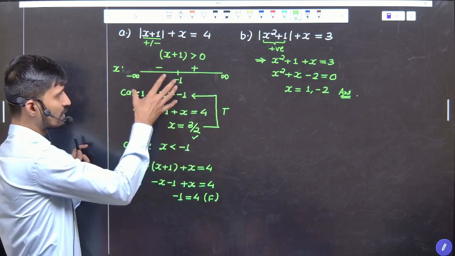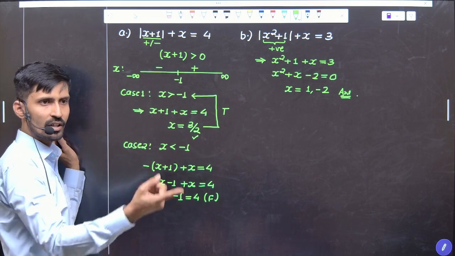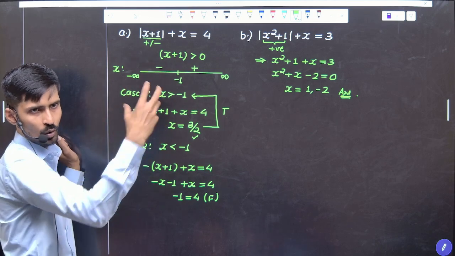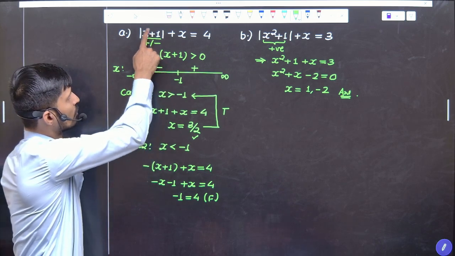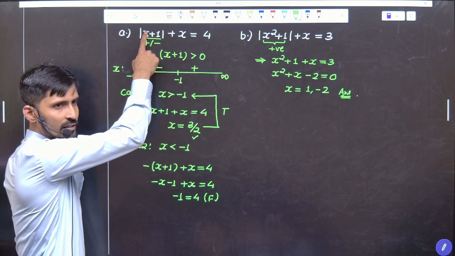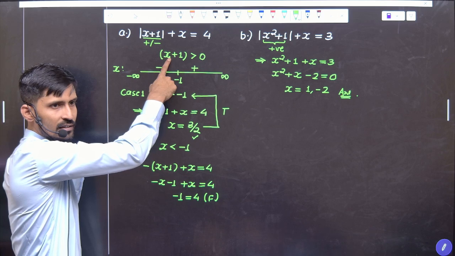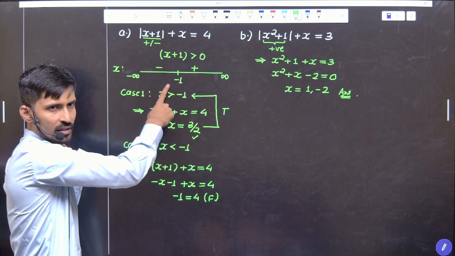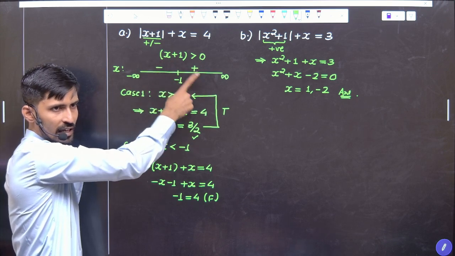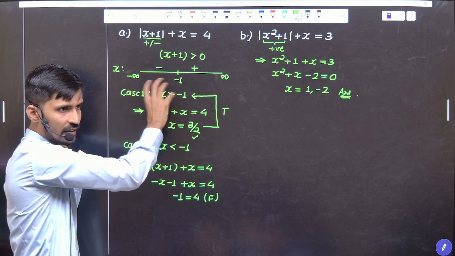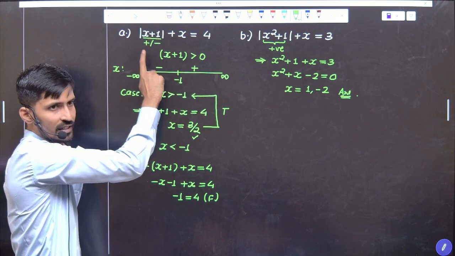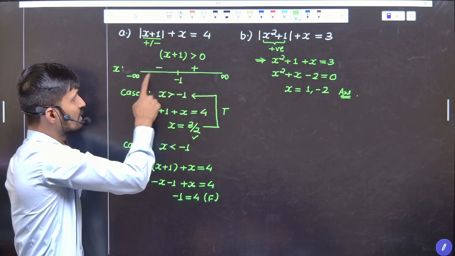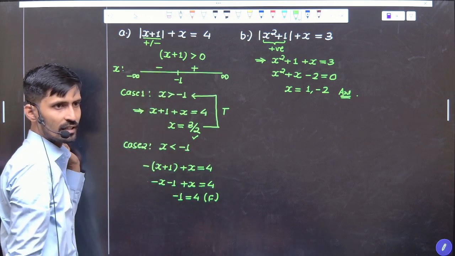What is the first concept? Then we'll talk calculation. What is the outside look of this question? Whether this is positive or negative, we have to find. For that, we'll draw a number line. We'll put the roots of that here, and we'll check one single number. I will put the sign, when this is positive and when this is negative. Here, when x is greater than minus 1, x plus 1 is positive. When x is less than minus 1, x plus 1 is negative.